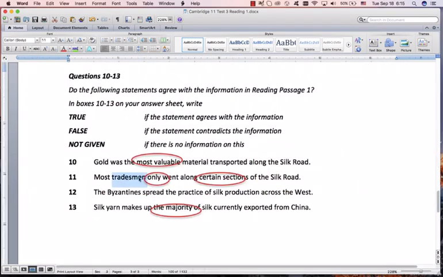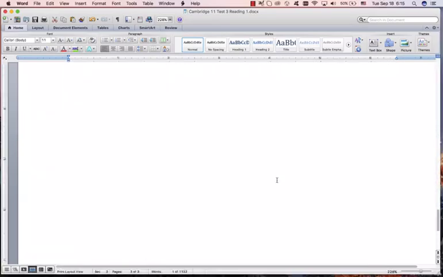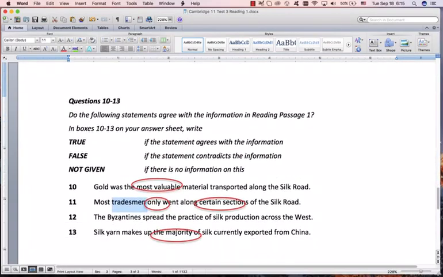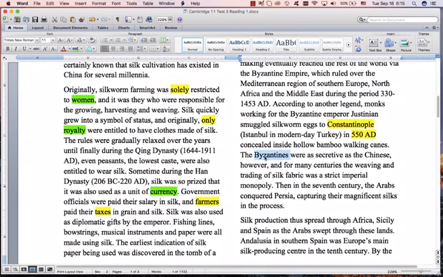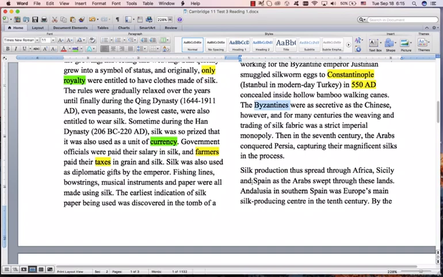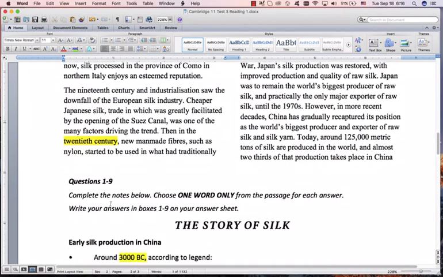Then tradesmen and Silk Road, certain sections maybe. Maybe I don't see it, so let's continue because there are some other ones. Byzantines and the West. Byzantines is there, and I don't see the West. Maybe this is the West. Yeah, I think that's the West. Yeah, Italy, Europe, that's all the West.